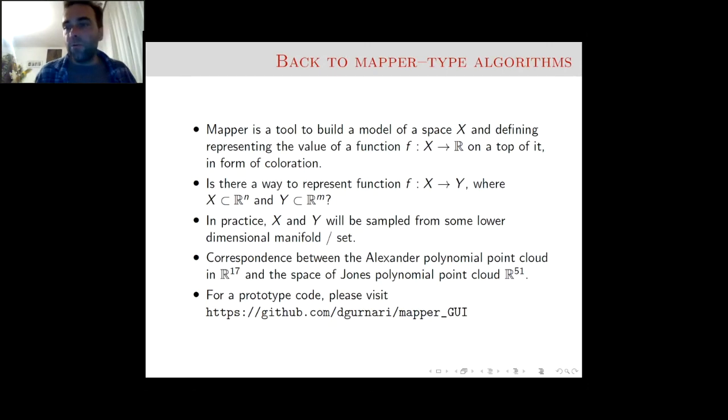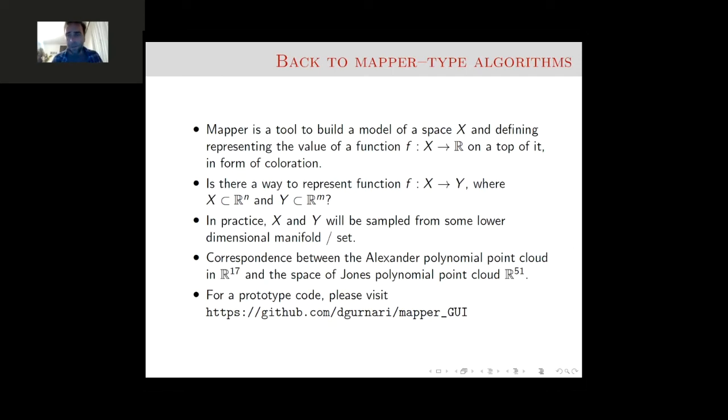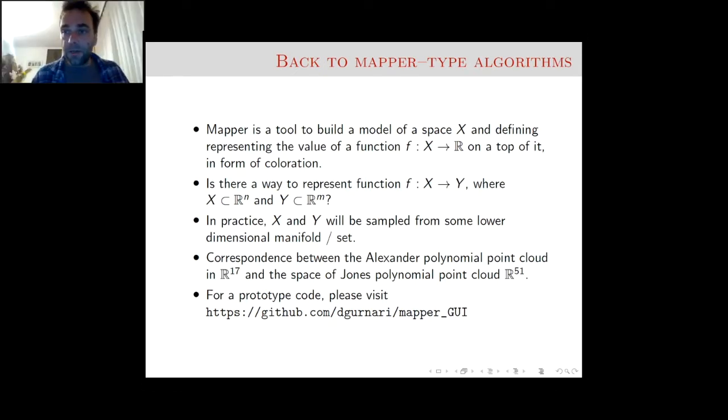Well, of course, quite likely X and Y will be something lower dimensional, so they will not occupy the whole space. As an example, let's take a look at the map between the space of Alexander polynomials, which are embedded in 17-dimensional space, and the space of Jones polynomials, which are embedded into 51-dimensional space. We're speaking about knots up to 16 or 17 crossings. Doesn't matter at the moment. If you want to play with this, there's a prototype implementation by Davide at that link. And of course, I'll send the slides later.